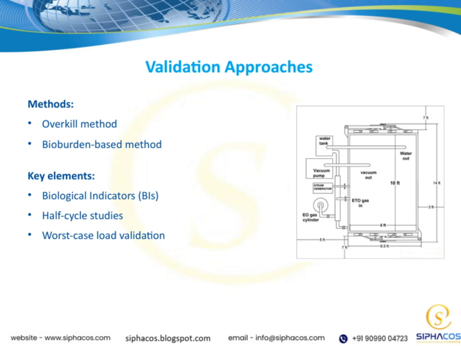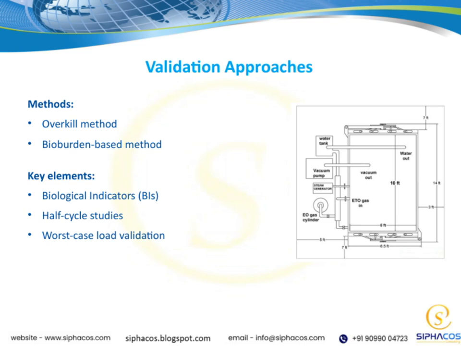First, biological indicators, or BIs, play a vital role. These are standardized tests involving microorganisms that are highly resistant to sterilization processes. We use BIs to verify that the sterilant has penetrated and effectively killed microorganisms. Next, we perform half-cycle studies, which involve testing at different points during the sterilization cycle to ensure each phase is working properly. This helps us pinpoint where validation is effective and where adjustments might be needed.